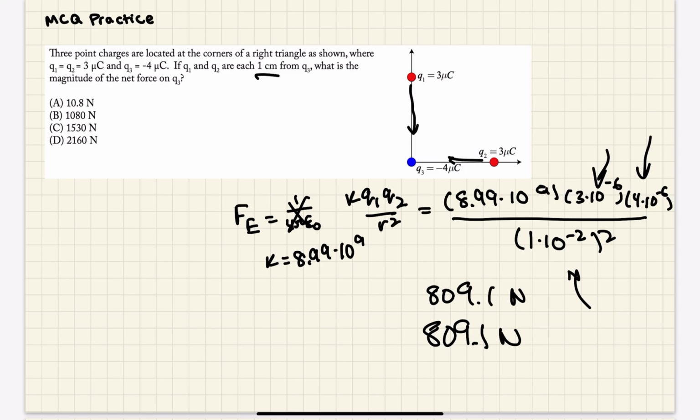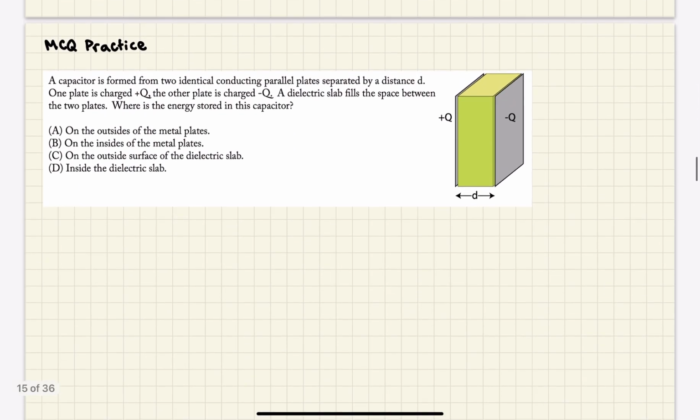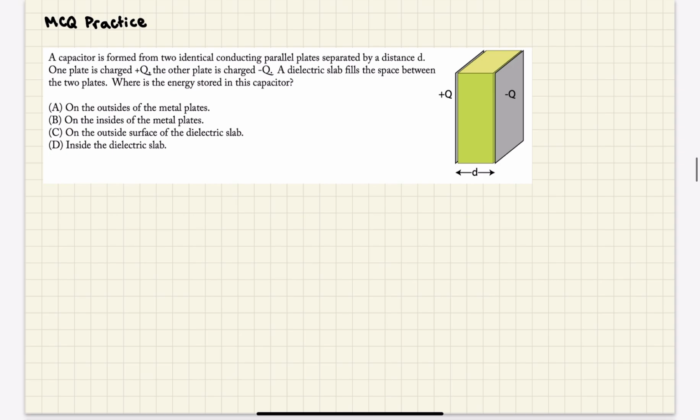And you're going to get 809.1 squared plus 809.1 squared, and the square root of that. And that's going to give you approximately B as your answer. Okay, moving on to the next question.